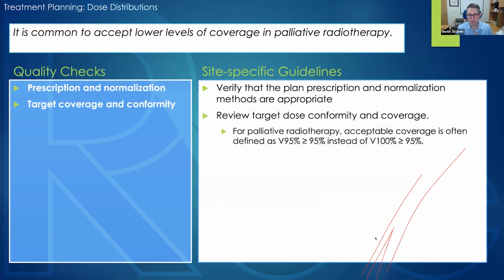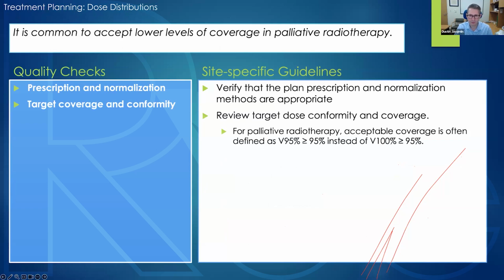All right, let's talk about dose distributions. It's fairly common in palliative radiotherapy to see a variety of different prescription normalization techniques. Normally for curative intent, we're always prescribing to V100. That is, the volume getting the prescription dose is 95% or larger. Sometimes for SBRT, you'll shoot for 98%.